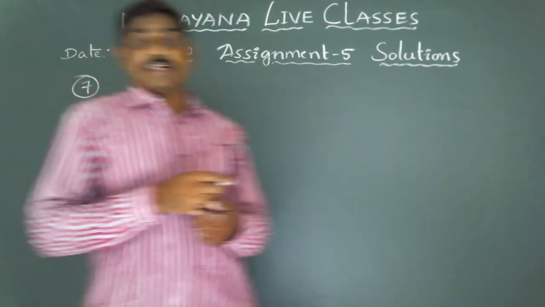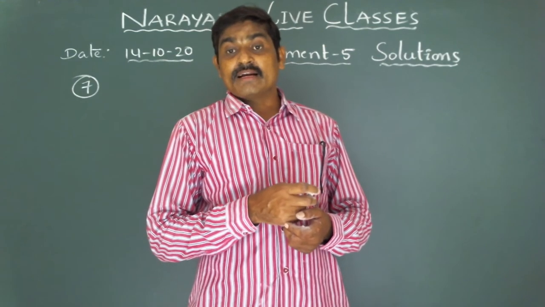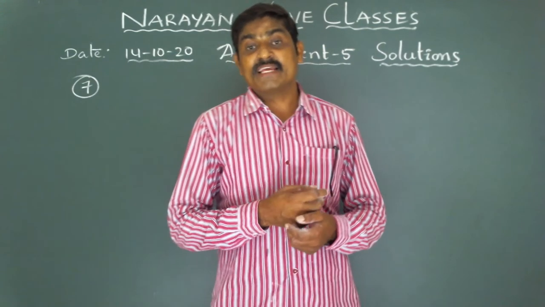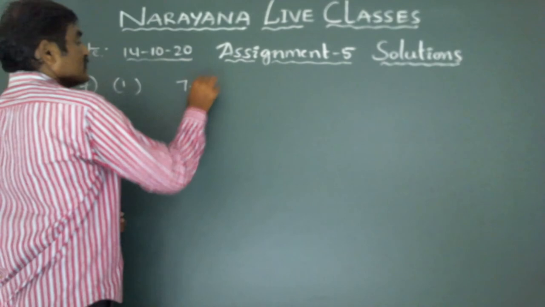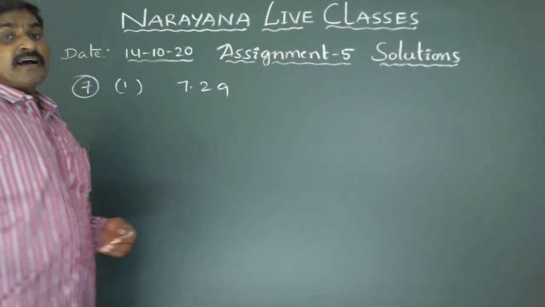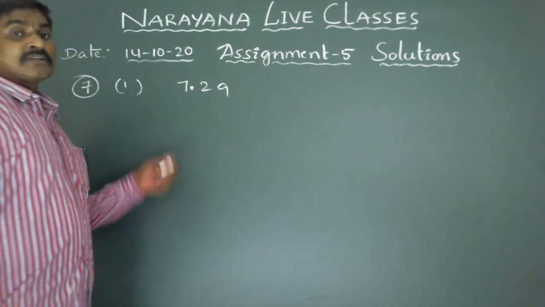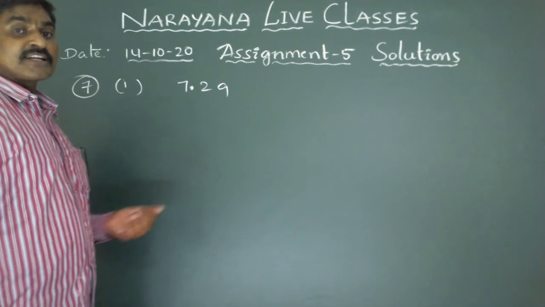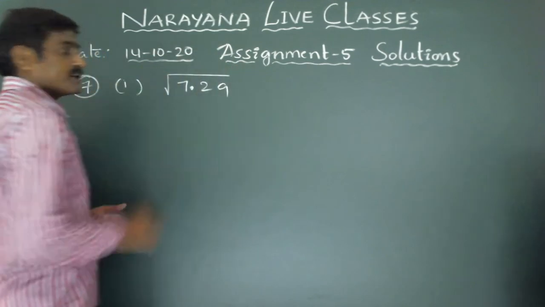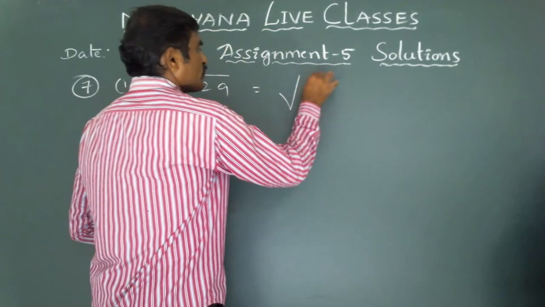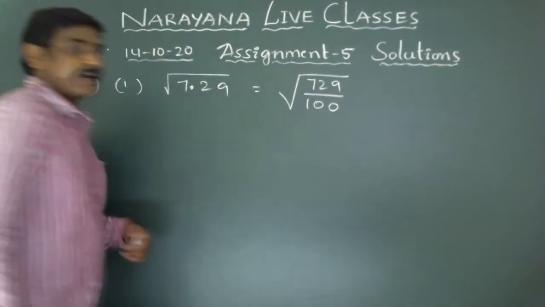Now what is the seventh one given? Find the square root of the following decimal numbers. The first one is 7.29. To find the square root of a decimal number, we can do it in two ways. First eliminate the decimal fraction, afterwards you can find the square root. I want to find the square root of this number. I can write it like this: square root of 729 by 100.